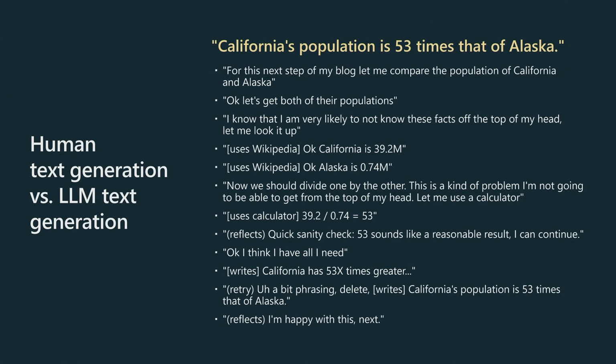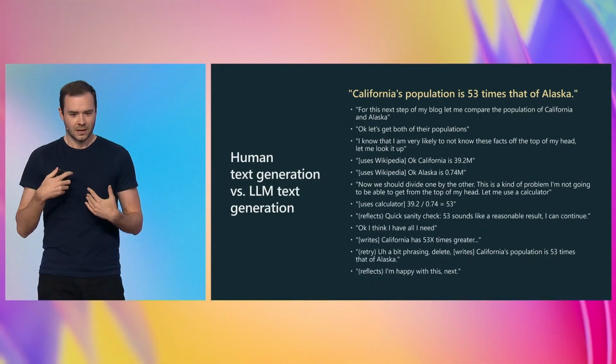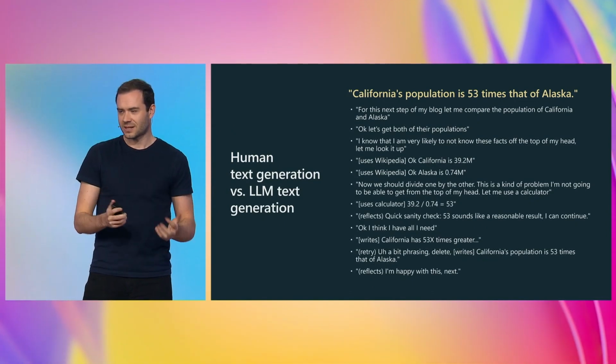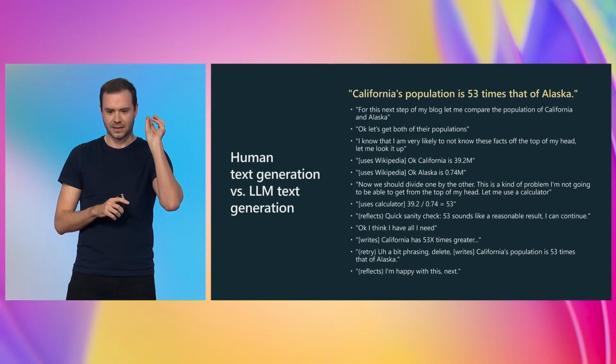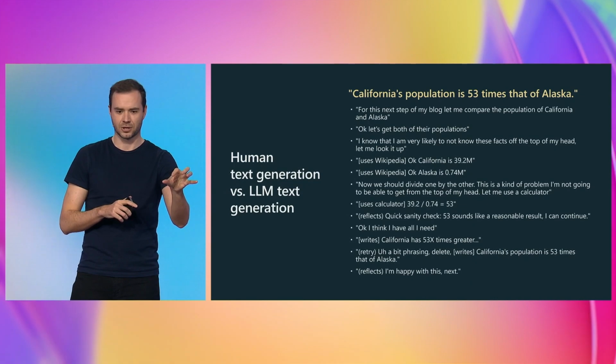OK, for this next step, let me compare these 2 populations. First I'm going to obviously need to get both of these populations. Now, I know that I probably don't know these populations off the top of my head. So I'm aware of what I know or don't know of my self-knowledge, right? So I do some tool use, and I go to Wikipedia, and I look up California's population and Alaska's population.